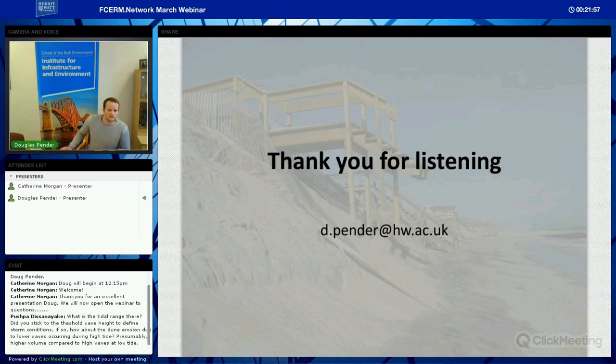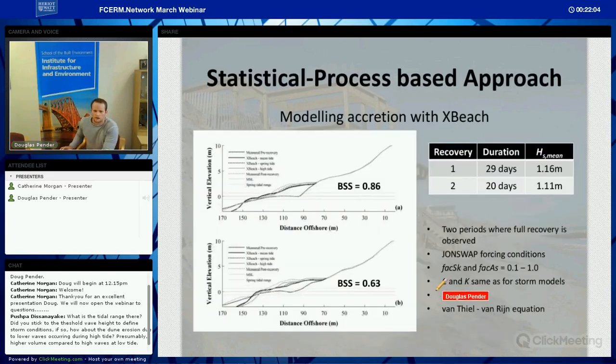The tidal range there is about 1.5. The spring tidal range is about 1.5 meters. So I think I can go back. There are two lines: the middle line there is the mean water level, and then that's the spring tidal range. So it's about 1.5 meters.